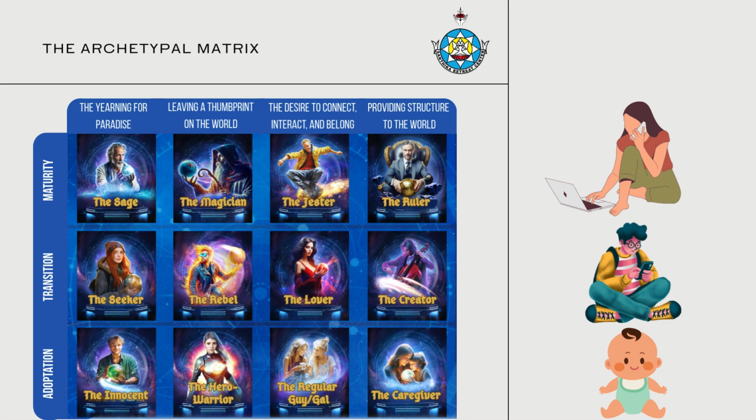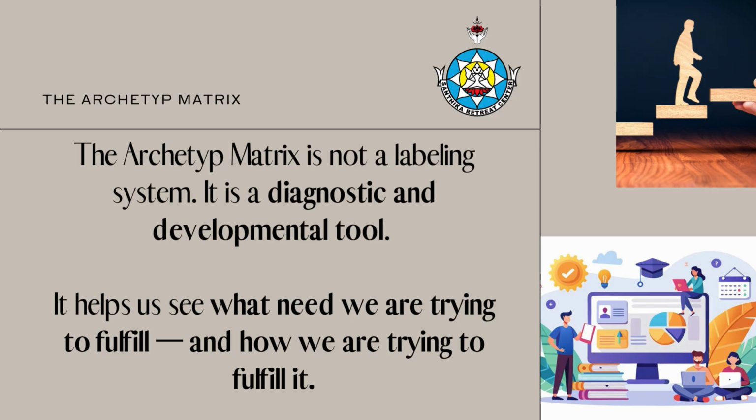The middle row contains the transitional archetypes usually formed in adolescence. These are archetypes of action, but they have no control panel of their own. Their role depends entirely on whose leadership they are under, the adaptive archetypes or the mature archetypes. The archetype matrix is not a labeling system. It is a diagnostic and developmental tool. It helps us see what need we are trying to fulfill and how we are trying to fulfill it. As a person grows, their inner configuration shifts, the image changes, and so do the strategies.